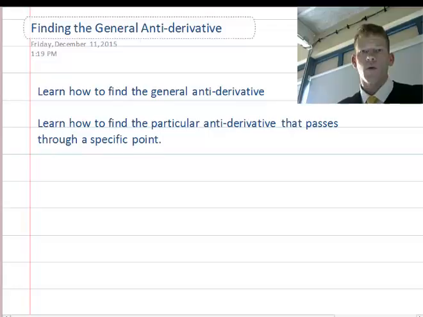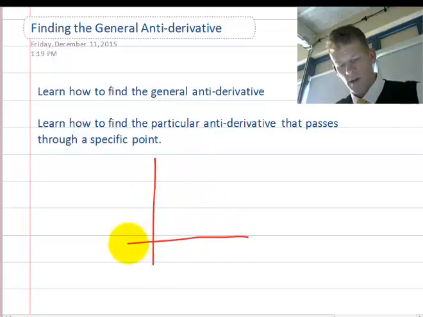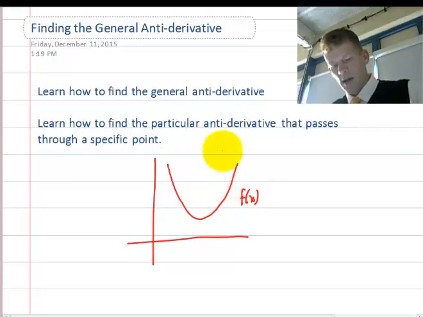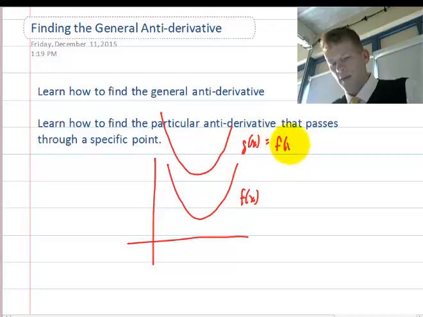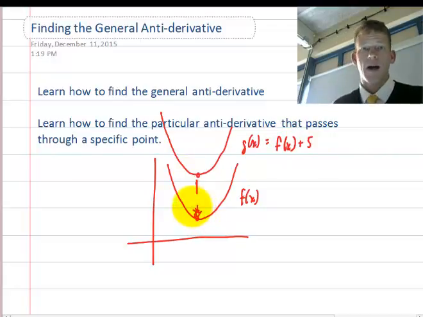So in class we talked about how you can have two functions that have the same derivative. And the answer is you can, because let's say one function is a parabola, which we'll call f of x, and the other function is a parabola, which I'll call g of x, which is just f of x moved up by, let's say, 5 units. These two functions should have the same derivative.